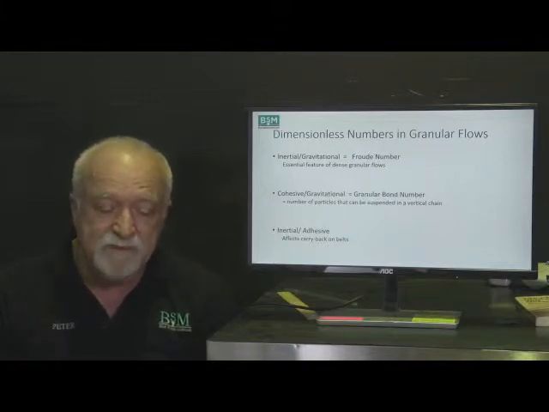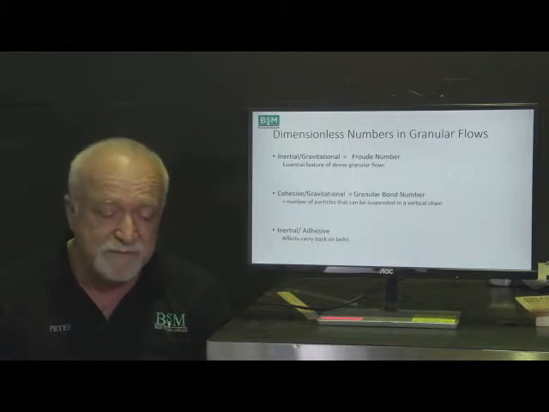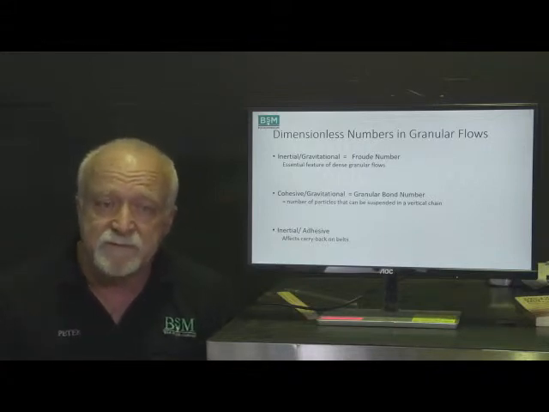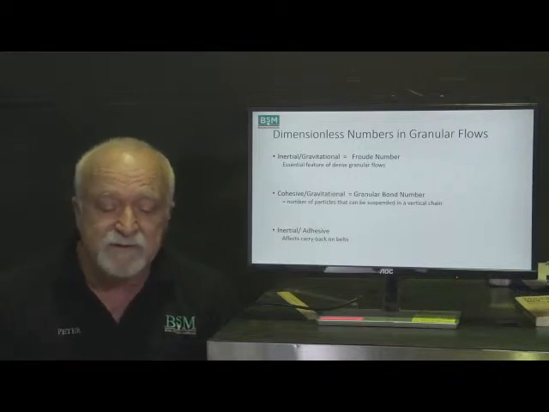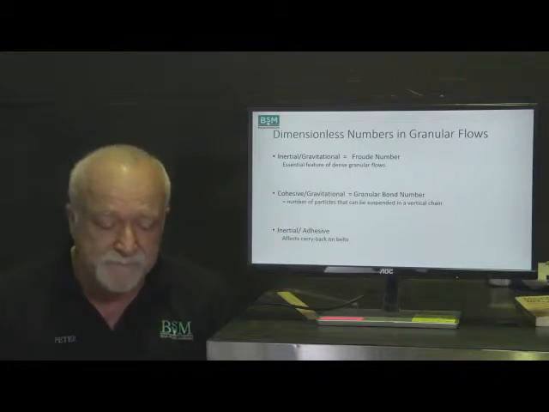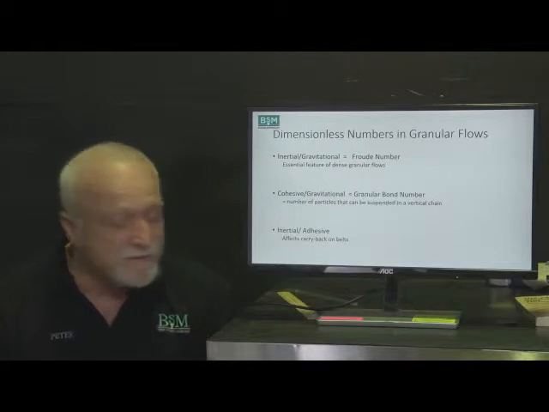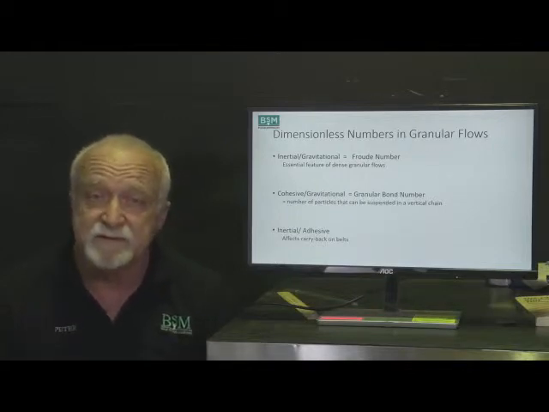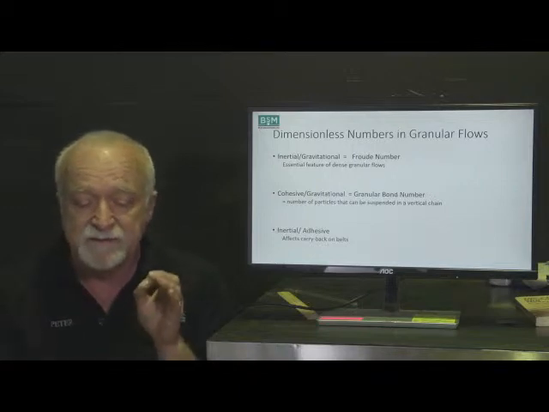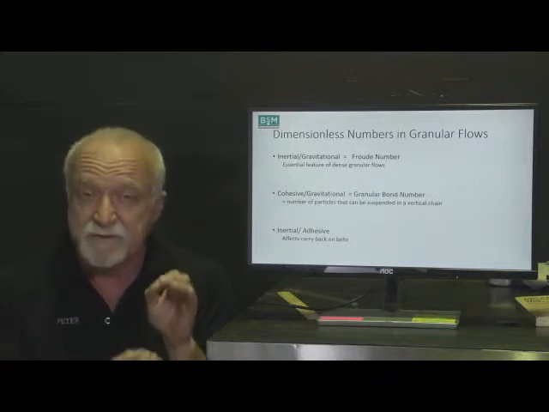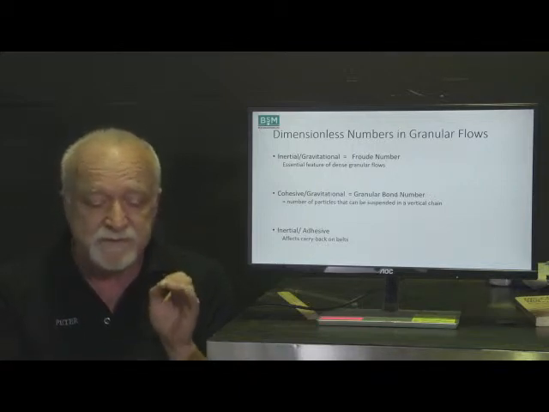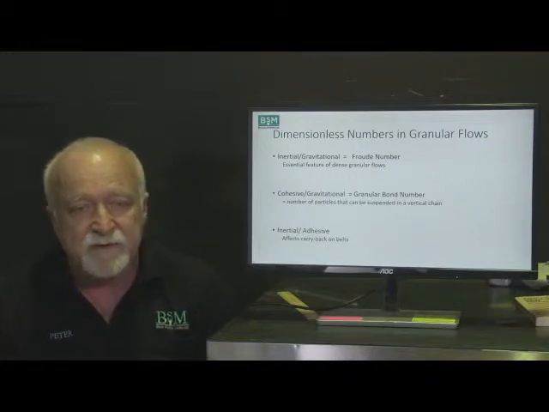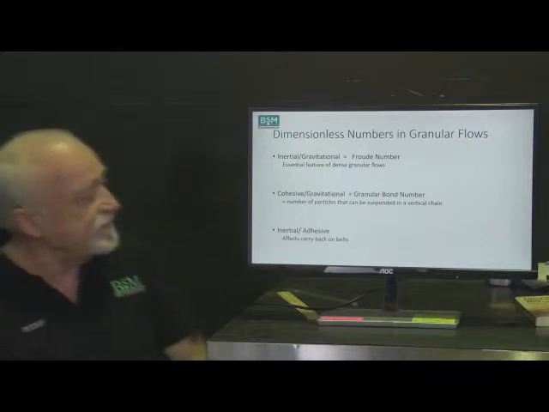If we bring in cohesion, the cohesive force, we can define a ratio, the cohesive to the gravitational force, and that's been coined the granular bond number. And physically that's equal to the number of particles that can be suspended in a vertical chain, just by the cohesive forces between them. Now that number can be defined if we've got a system of perfect spheres.